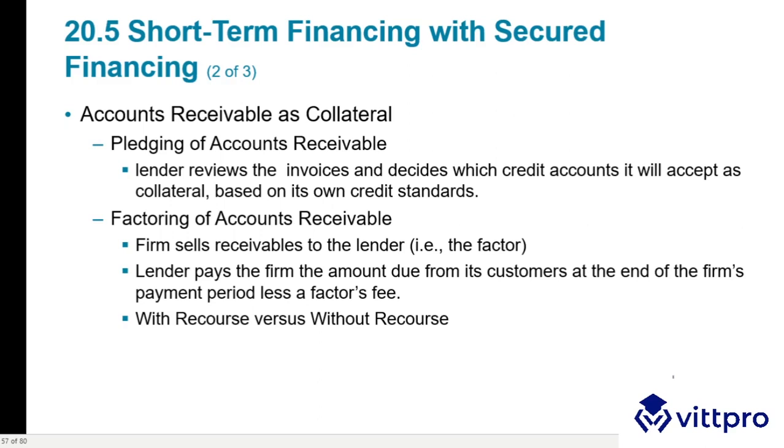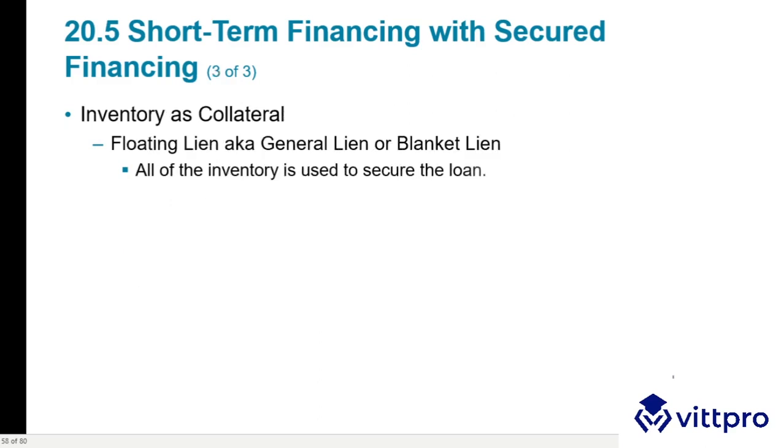So there are two types. One is with recourse, which means if they are not able to collect from the customer, then you have to pay. Without recourse means that if your customer doesn't pay them the money, then you also don't have to pay, so the risk falls to the factor. In that case, the discount is much higher, because the factor also has to see whether he will be able to recover the money from the customer or not. Sometimes you also have inventory as collateral.